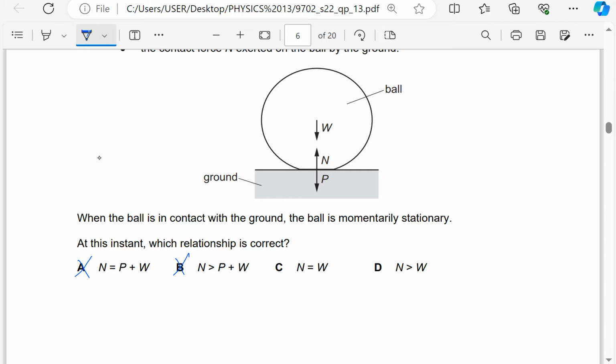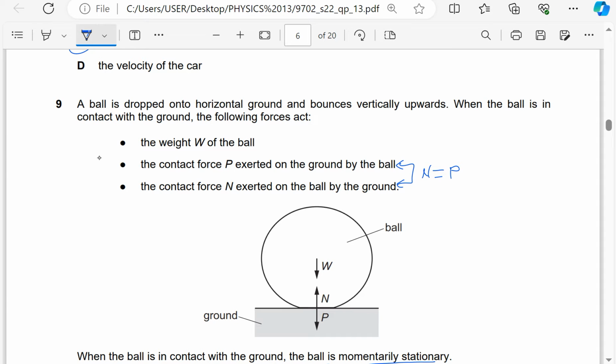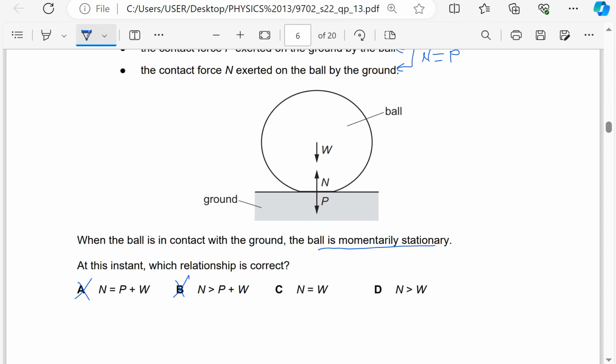Now, let's look at C and D. Remember, N should be equal to P. When the ball is in contact with the ground, the ball is momentarily stationary. At this instant, which relationship is correct? But here they said the ball is dropped on the horizontal ground and bounces vertically upwards. So it means the force pointing upwards must be greater than the force pointing downwards.